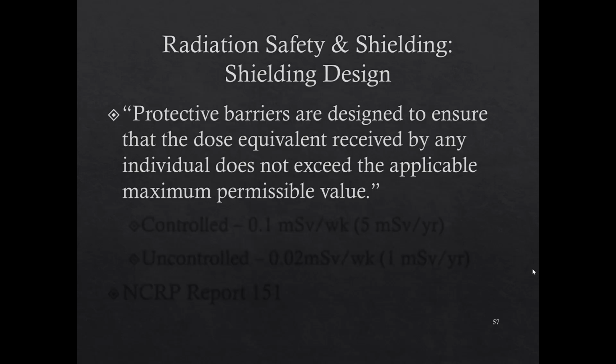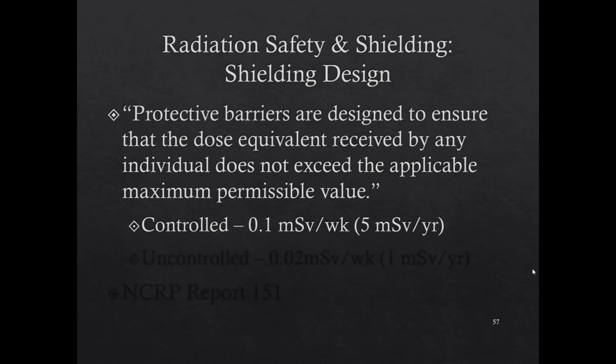The whole goal of shielding design is that protective barriers are designed to ensure the dose equivalent received by any individual does not exceed the applicable maximum permissible value. So what that means is that for controlled areas, a specific area that I am protecting, if it's controlled, then that means that I am monitoring the occupational workers. So it could be the control console. It could be an area that I know that I have people with badges on, essentially. So that's going to be the 5 millisieverts a year.